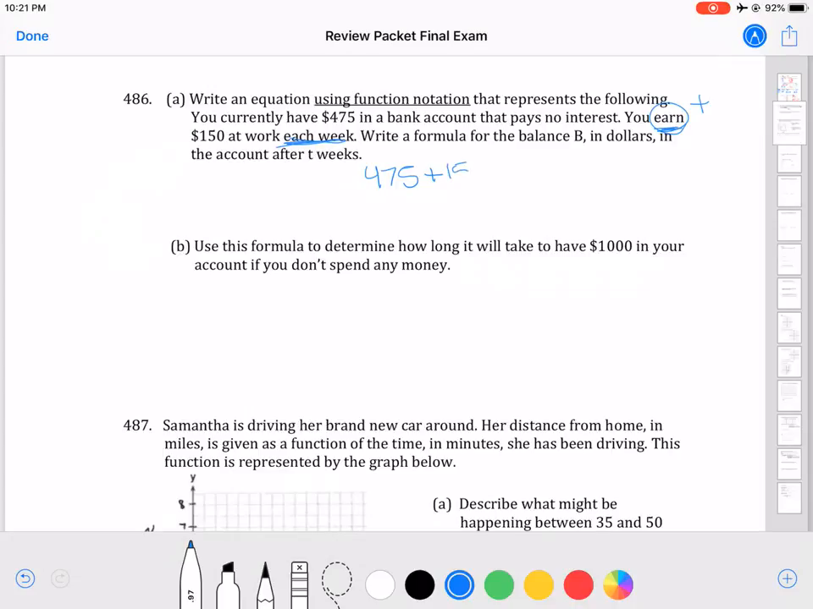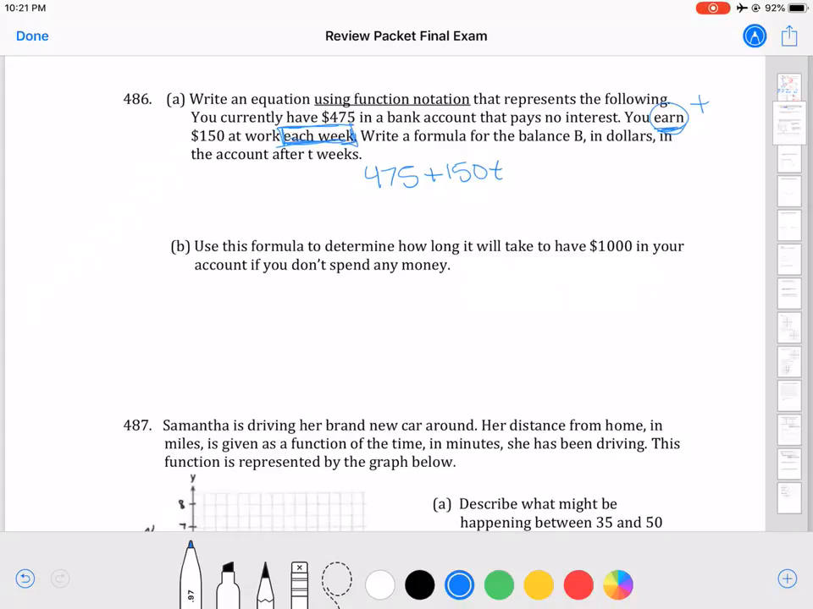We are earning $150. Now that $150 is happening each week. So let's say we were working for 7 weeks. We would be earning $150 for 7 weeks at a time. So I have to then multiply the 150 by the amount of weeks we have been adding this money to the account. So that T is going to be multiplied to the 150. And that's the overall expression.